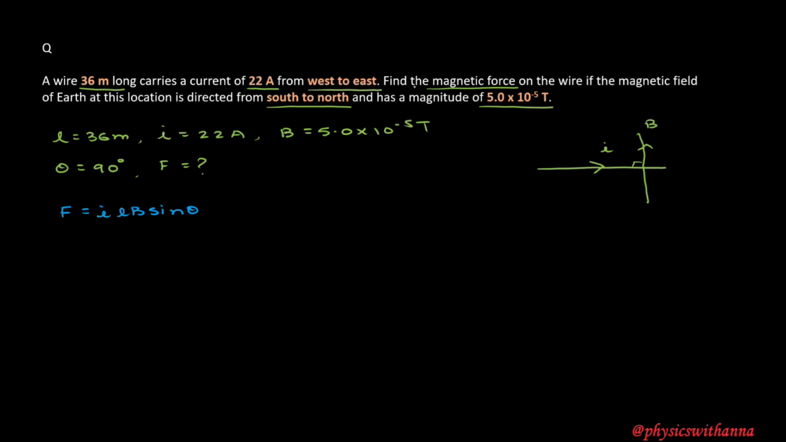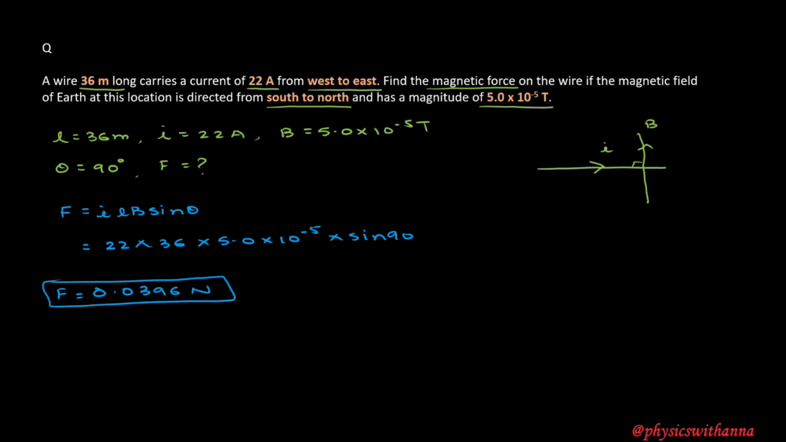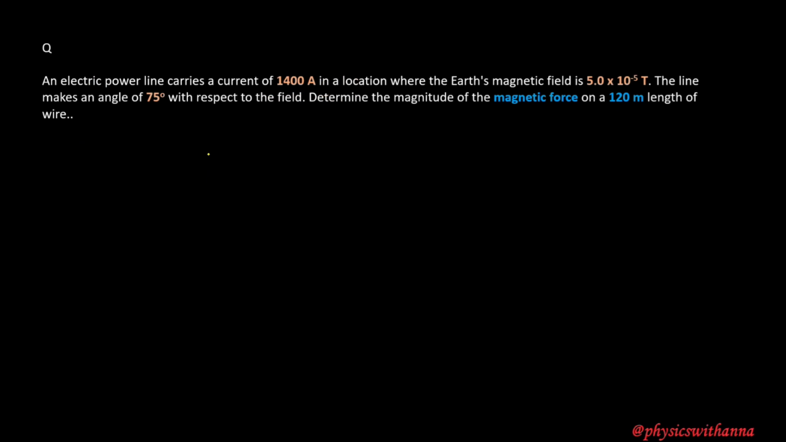Since everything is given to us in the question, let's just substitute to calculate the force. I is 22 ampere, L is 36, magnetic field is 5 times 10 to the power negative 5 into sine of the angle 90. And when you solve this, you get the force acting on the wire to be equal to 0.0396 Newton. So this is how you can find force on a current carrying wire when it is placed in a magnetic field. Now let's take up the next problem.